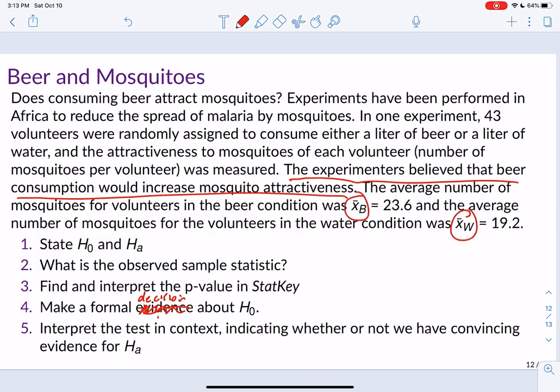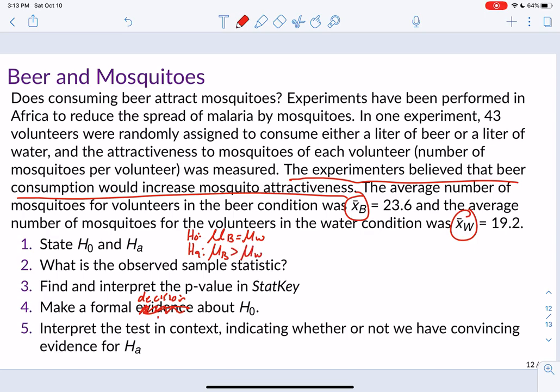And again, we're in a situation where we have a categorical variable, which is condition, either beer or water. And our outcome variable, our response variable, or our quantitative variable, is going to be the number of mosquitoes. So our H0 and our HA are actually going to be the same as before. So mu of beer equals mu of water. And then HA is mu of beer is greater than mu of water.